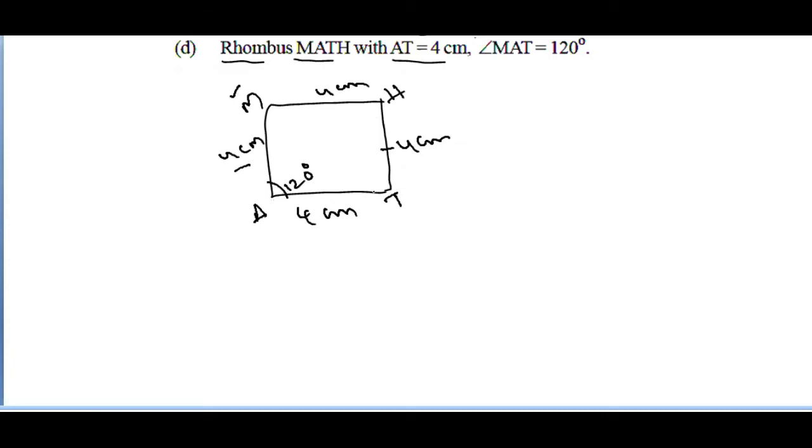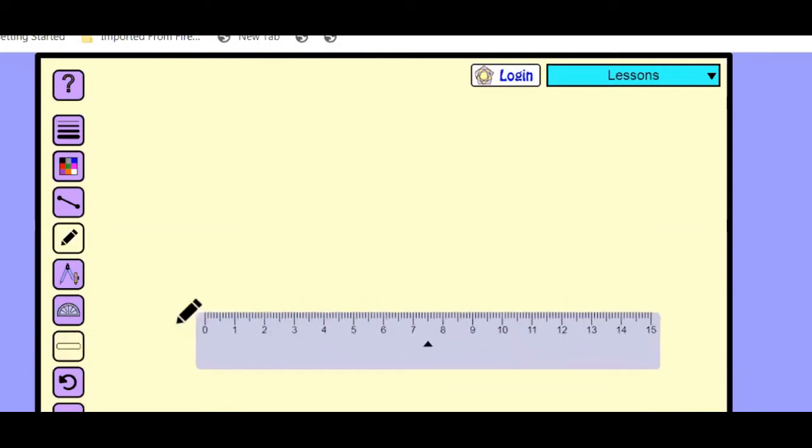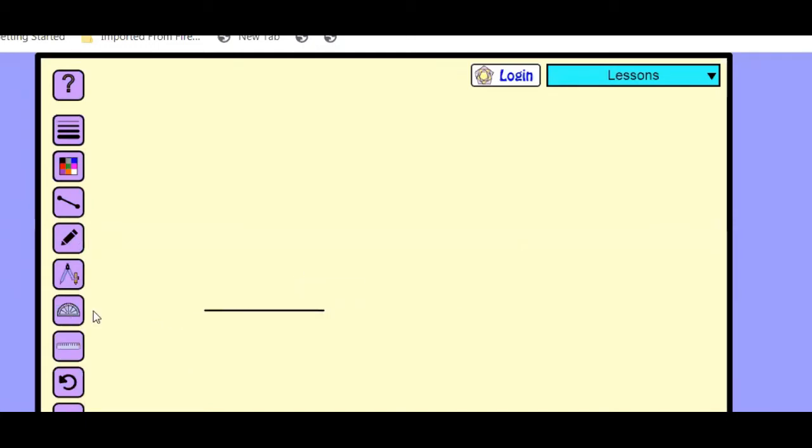Now let's go to the construction part. First step, draw a line segment AT with 4 centimeters and mark the points A and T. You should mark it as 4 centimeters. Now construct the angle A of 120 degrees.